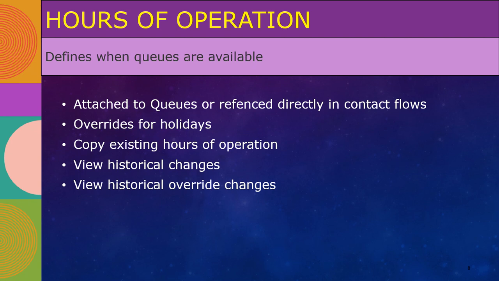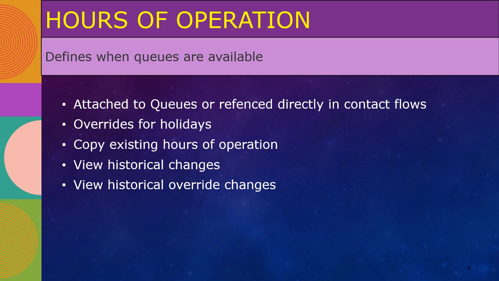Our next step in configuring Amazon Connect for our company is to set the hours of operation. Hours of operation defines when queues are available. If I have hours of operation which are 24 by 7, I might want my business hours of operation to be 9 to 5 Monday through Friday. So you need to define hours of operation so that a queue is available at that particular time, and you could attach the queue to those hours of operation.